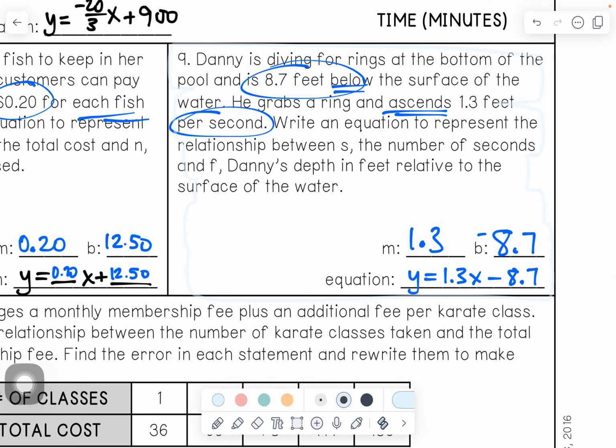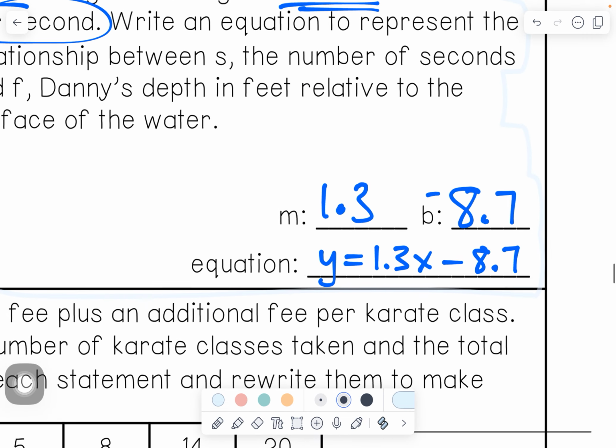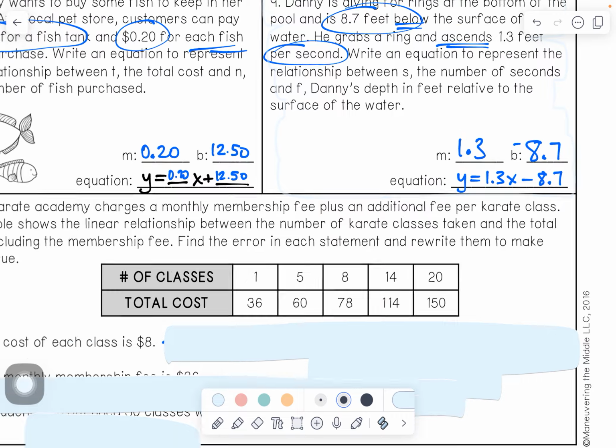All right, so here we go. Danny was diving for rings at the bottom of the pool. The pool is 8.7 feet below the surface. So below is important, right? It's going to give me a negative b value. He grabs a ring and ascends 1.3 feet per second towards the top of the water. So write an equation relating the number of seconds and the depth relative to the surface of the water. So my b value is the negative 8.7 because he's below the surface of the water. He's ascending, which means going up. That's why the 1.3 is positive. And I'm going to plug those in for m and b.